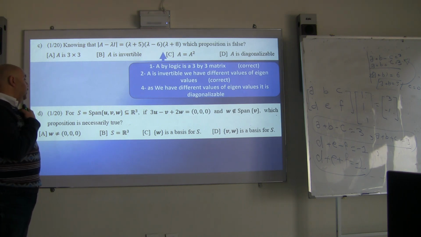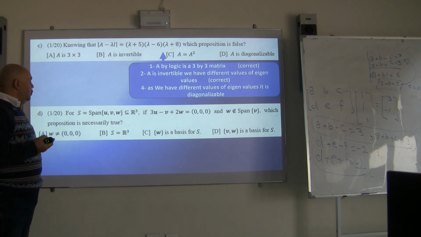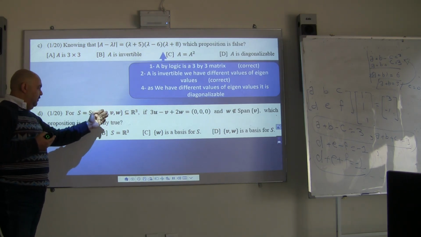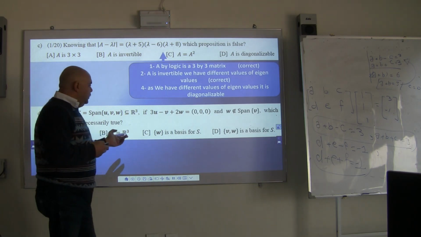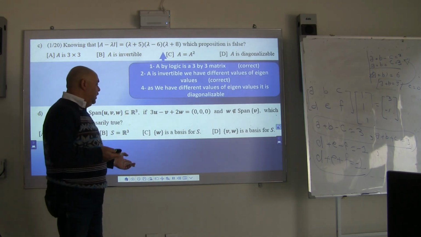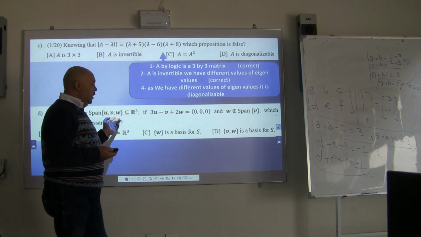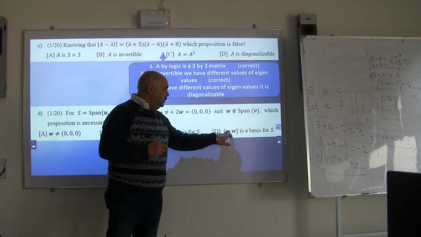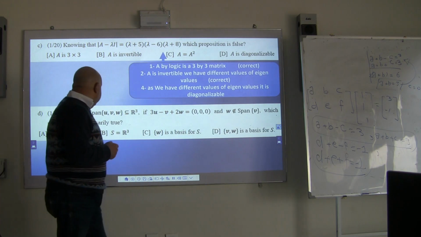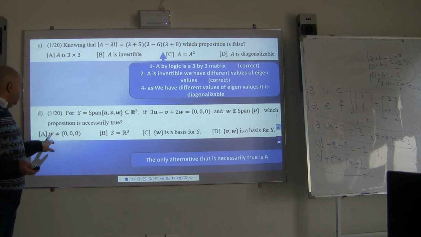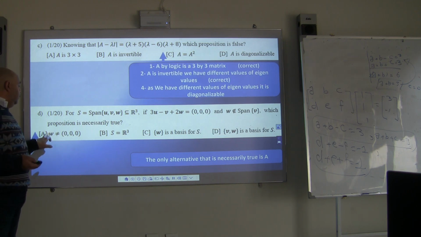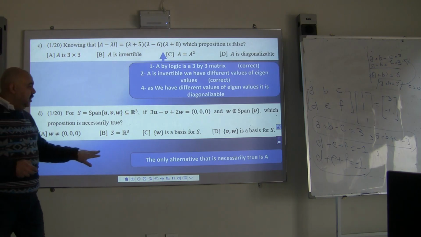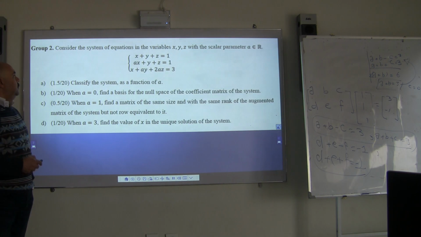Okay, let's go through them. S belongs to R3, maybe or maybe not, so it's not necessarily true. W is a basis for S, we're not sure about that. U and V equal to 0, or the formation of W, we are not too sure about it. Also, V and W is a basis for S, may work, it may not. But what's impossible is to have this condition which states that W equals 0; W doesn't equal 0 for sure to have this statement true. So the only alternative that's necessarily true is A, as you can see.